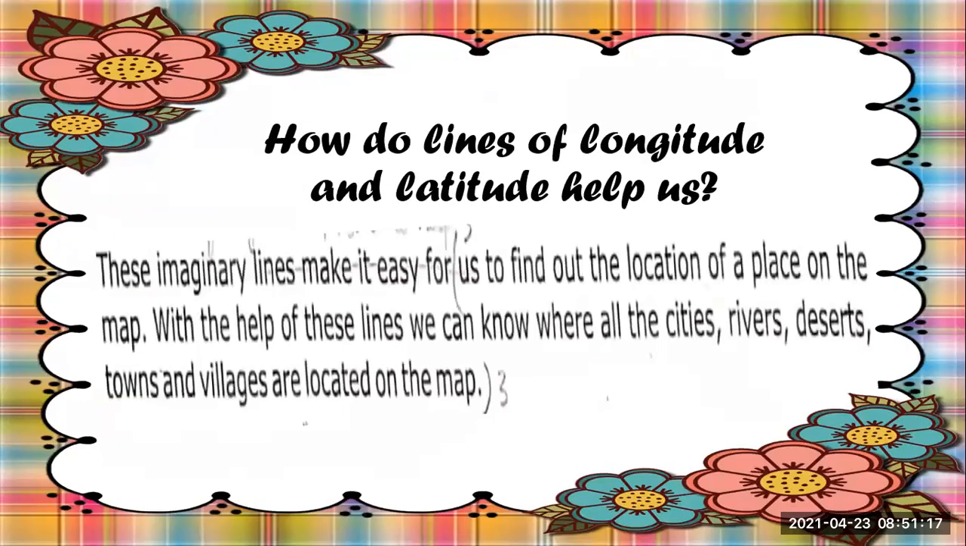What kind of help can we get from these lines? This paragraph I have taken from your social studies book. That might be the last paragraph, I think. The imaginary lines make it easy for us to find out the location of our place on the map. With the help of these lines, we can know where all the cities, rivers, deserts, towns, villages are located on the map.